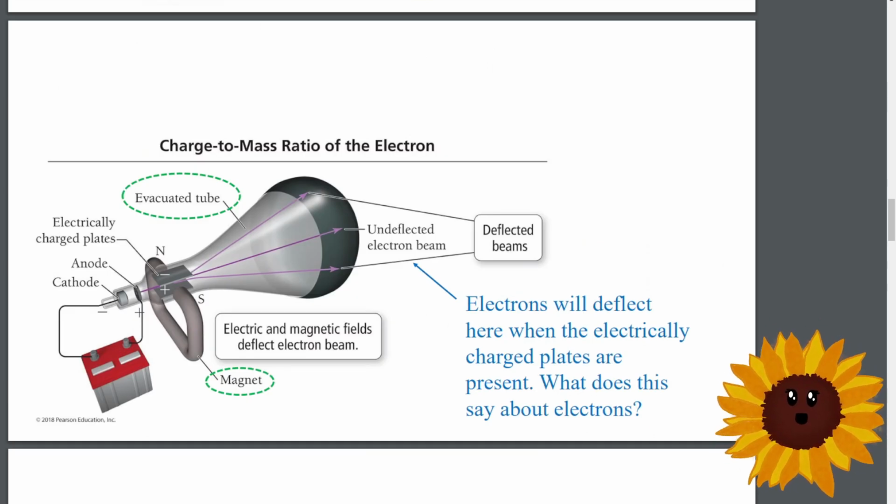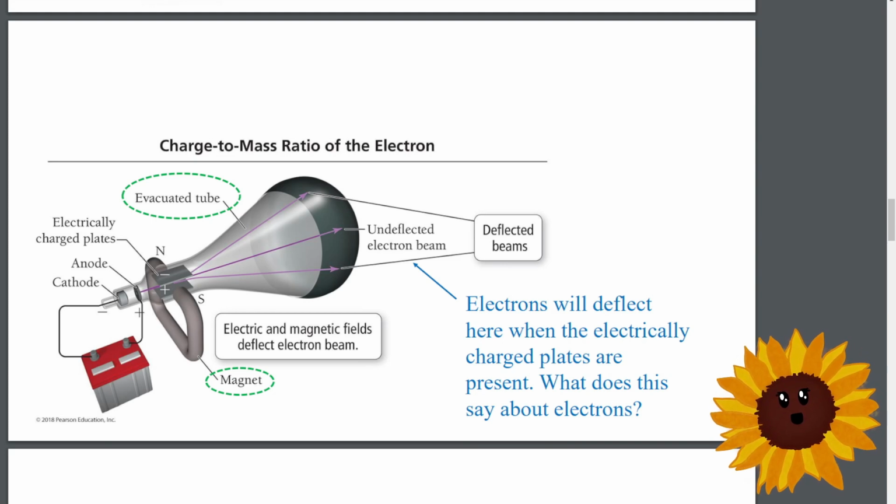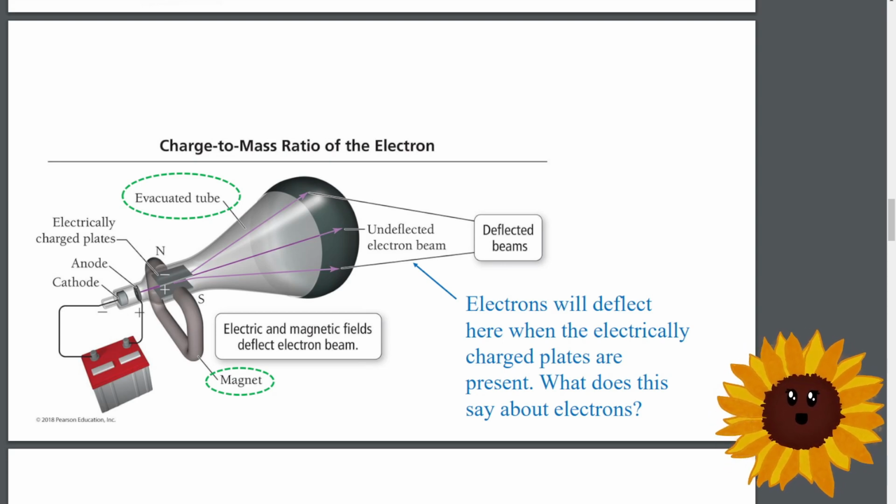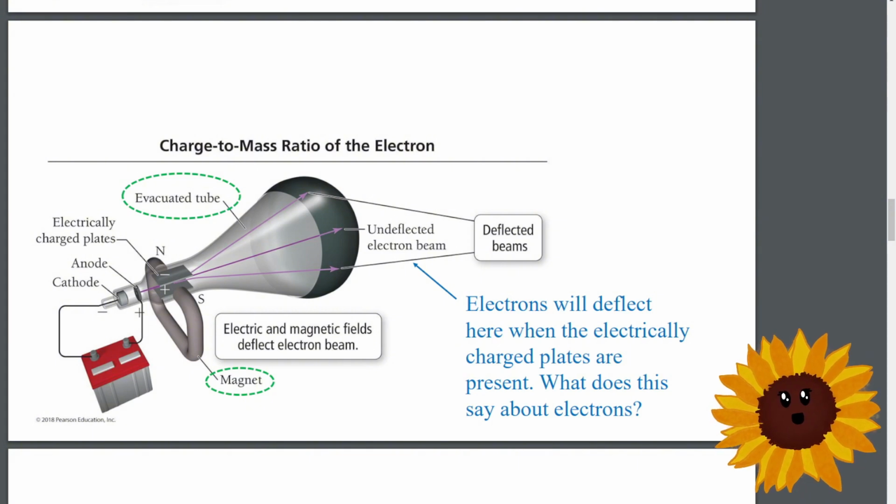Now, the charge to mass ratio of the electron. This is another way you could do it. Electrons will deflect here when electrically charged plates are present. This is another evacuated tube. Remember, the air is taken out. This is a magnet right here. This weird looking thing is a magnet.